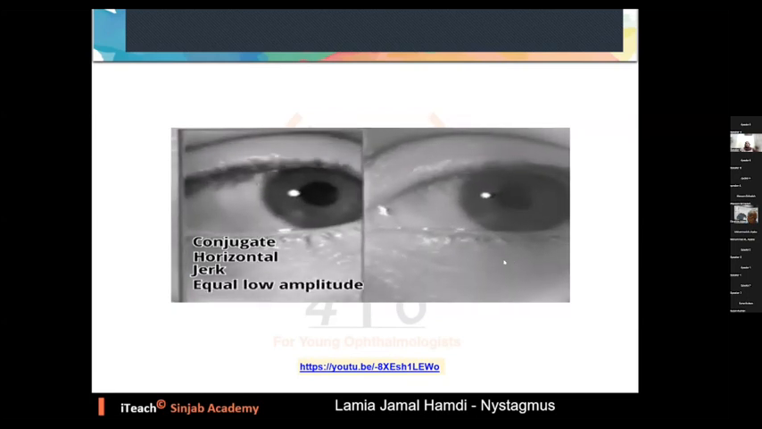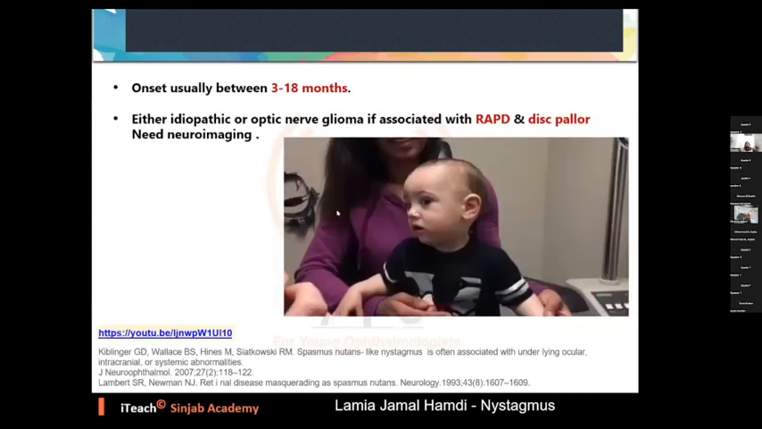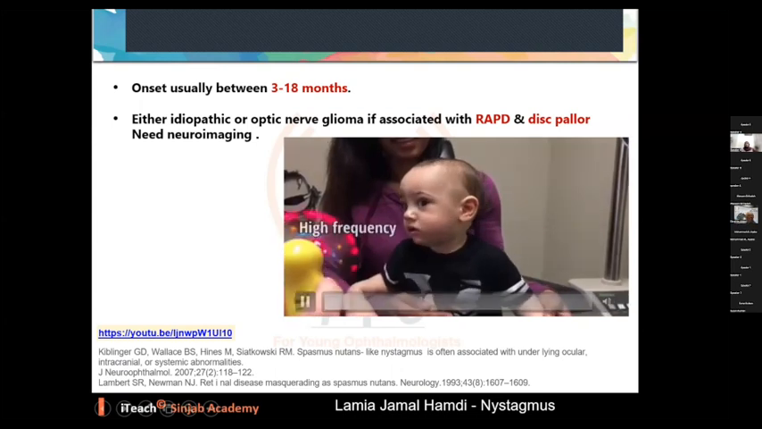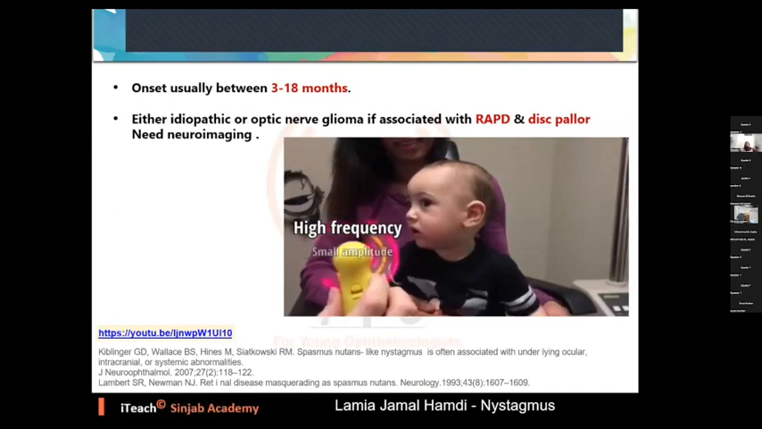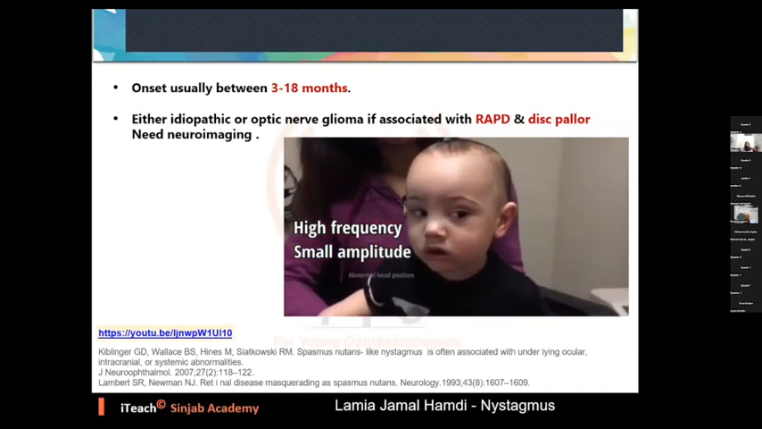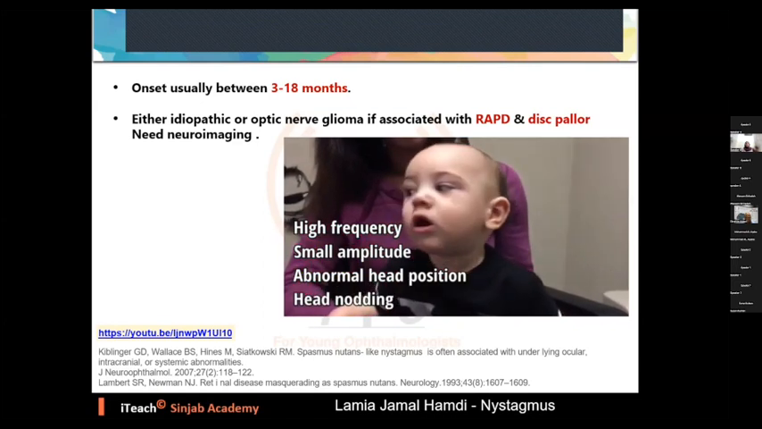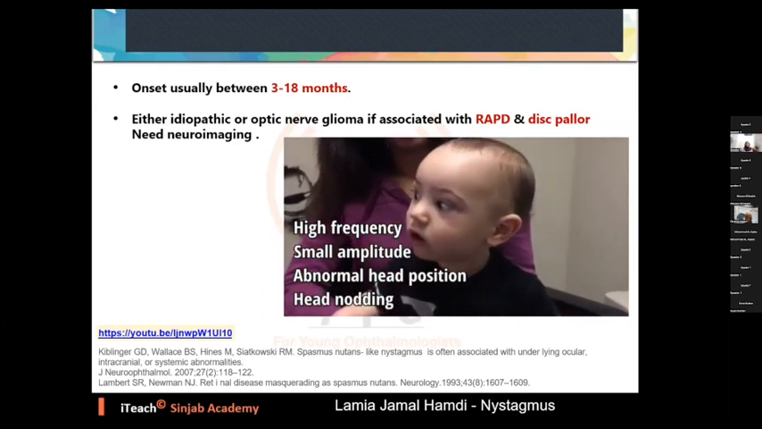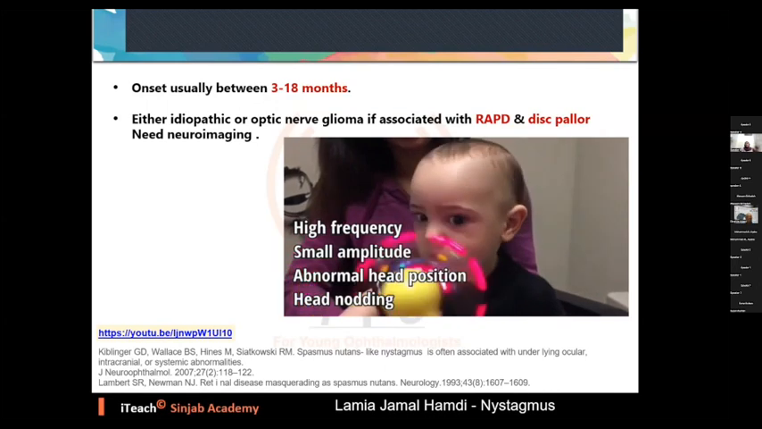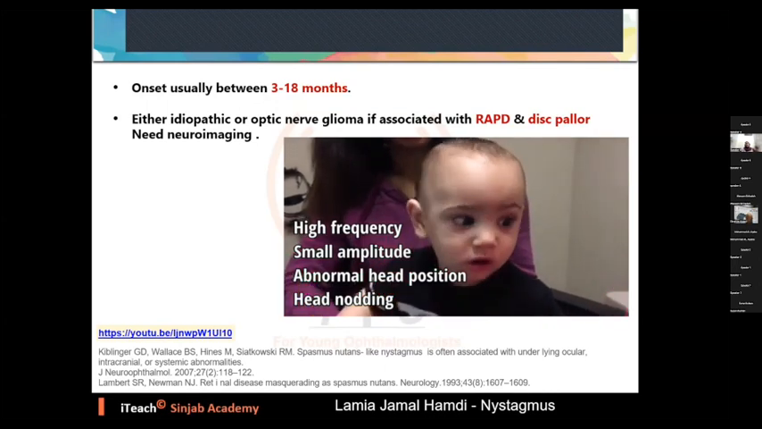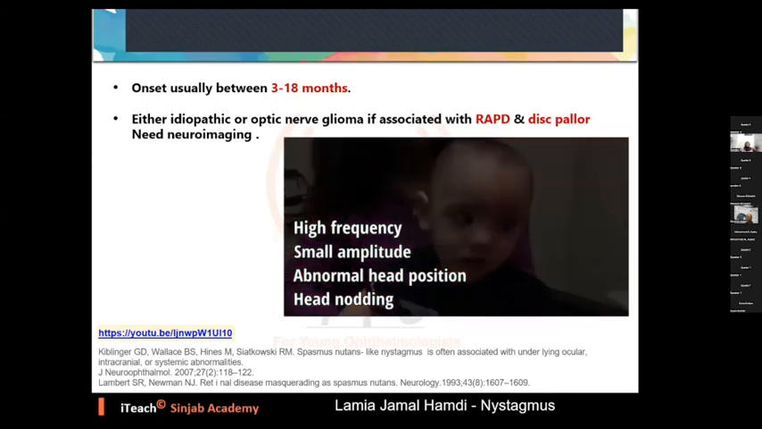The next type is the spasmus nutans. As this video shows, it is characterized by high frequency and low amplitude nystagmus, which is called shimmering. So the patient is associated with abnormal head position and head nodding as a compensatory mechanism to increase the visual acuity. The lesion is either idiopathic or optic nerve glioma if associated with relative afferent pupillary defect or disc pallor. So this patient needs neuroimaging.